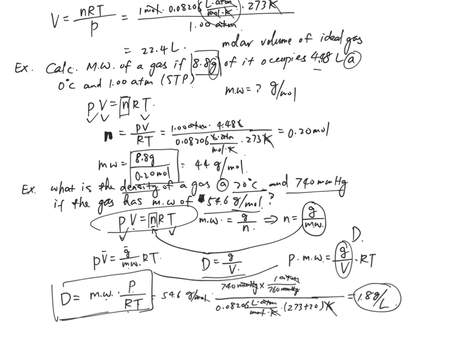These are some of the basic calculations that we could do with the ideal gas law. You could do a simple rearrangement to calculate one of P, V, n, and T. You could use it to calculate the molecular weight of the gas if you are provided with the mass of the gas and some other conditions. You could also use it to calculate the density of the gas if you're provided with the molecular weight of the gas.